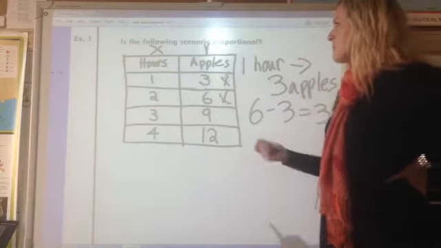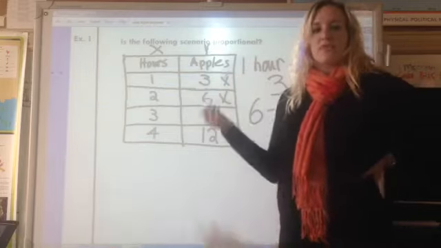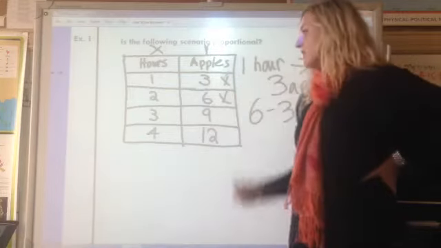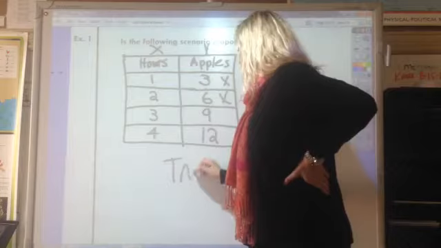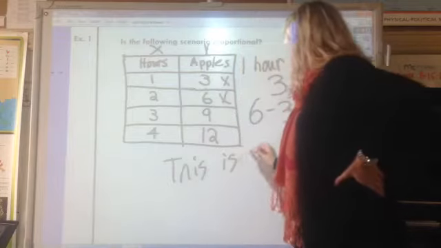This relationship is proportional because y is increasing by 3 as x increases by 1. So yes, this is proportional.